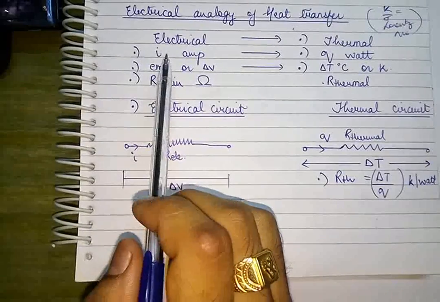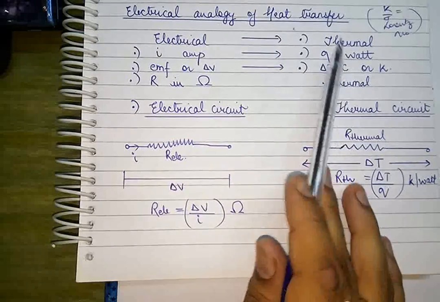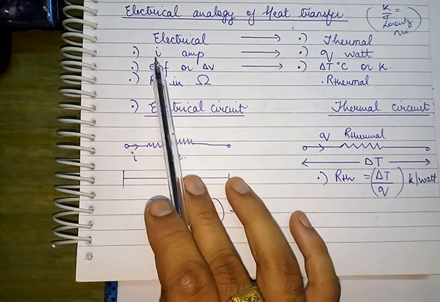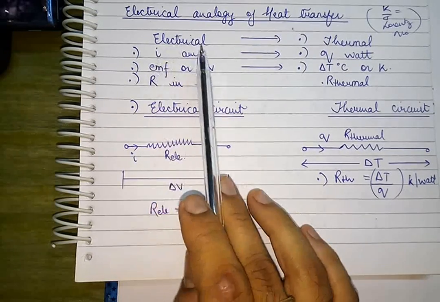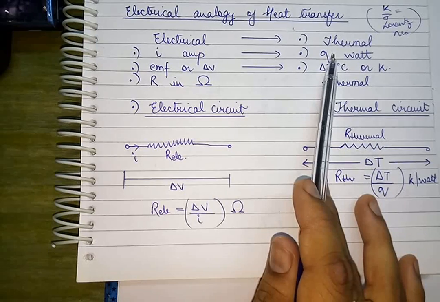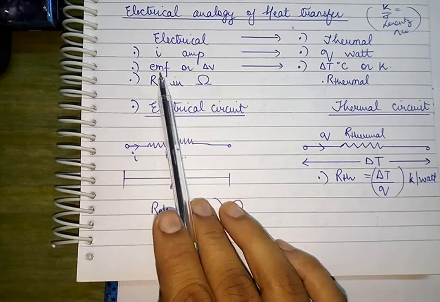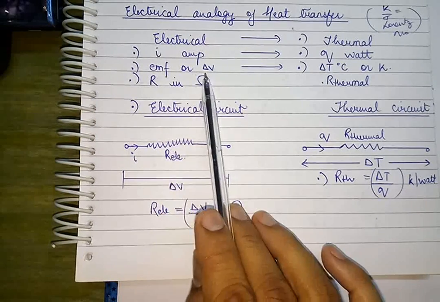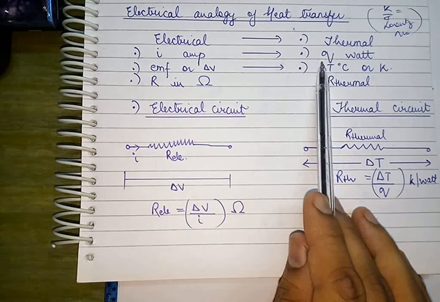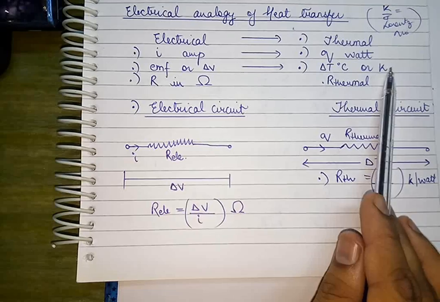Now here we have an analogy between thermal and electrical systems. In electrical terms, the current is represented by I, and the unit is ampere. This corresponds to the heat which is flowing, and the unit is watt. In an electrical system, we have the EMF, or electromotive force, or potential difference, which corresponds to the change in temperature, and the unit is Kelvin.